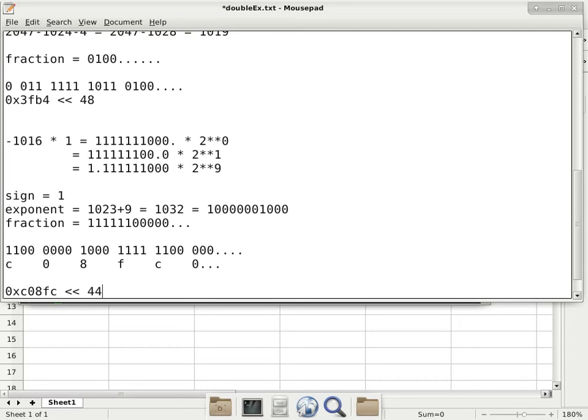Can you explain the 44 again? The 44? Yeah. Because C08FC specifies 5 hexadecimal digits. Each hexadecimal digit accounts for 4 bit positions. So together they will account for 20 bit positions already, the most significant 20 bits. And because we're dealing with a 64-bit number, the least significant 44 bits in this case would all be zeros. So instead of specifying 11 zeros, I just use the left shift operator, to save some typing, basically.